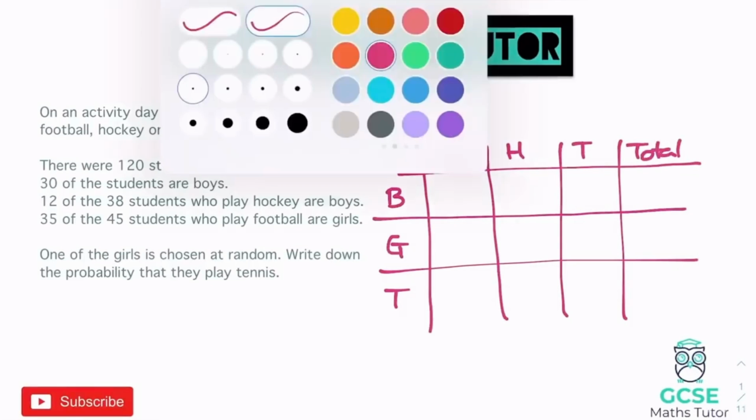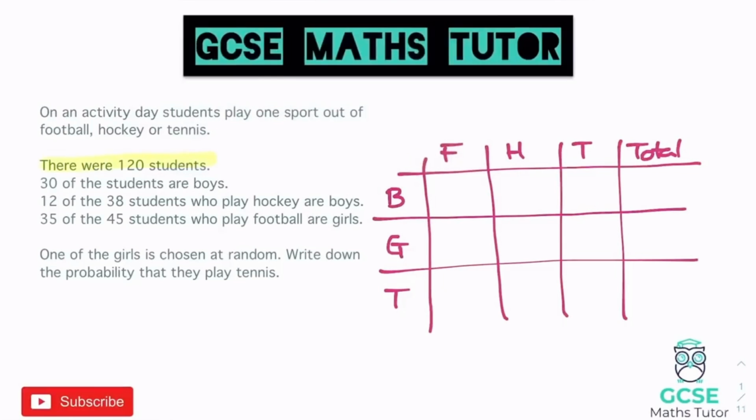Right, okay, so putting all the pieces that we've got in there, there are 120 students. So let's put that in our total down there. It's 120 in total. We've got 30 of the students are boys. So in the boys column, total is 30. The next one there, we've got 12.